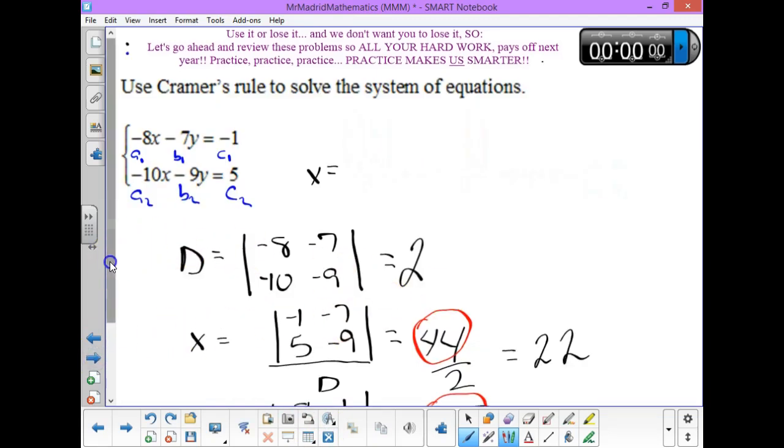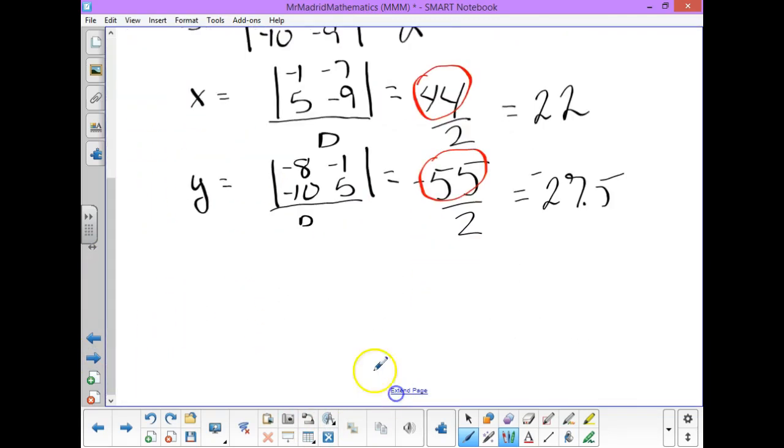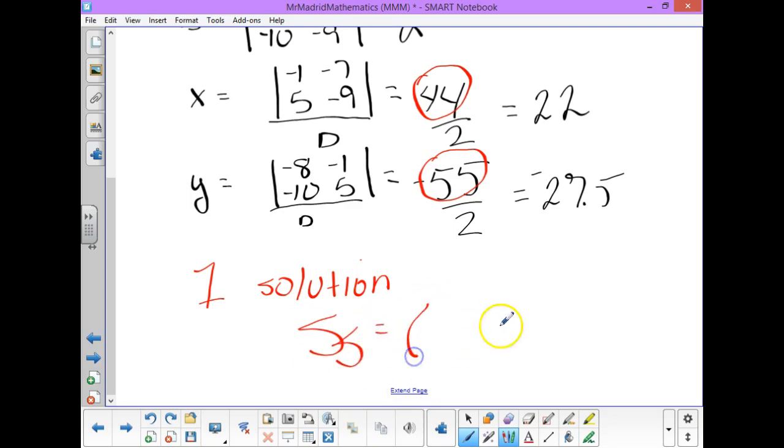So in this case, it's got one solution. Alright, let's stick with the red pen. And that solution is the point x = 22 and y = 27.5. Alright, so that takes care of that one.